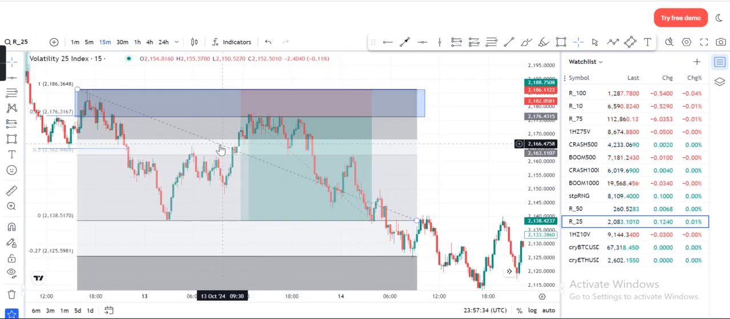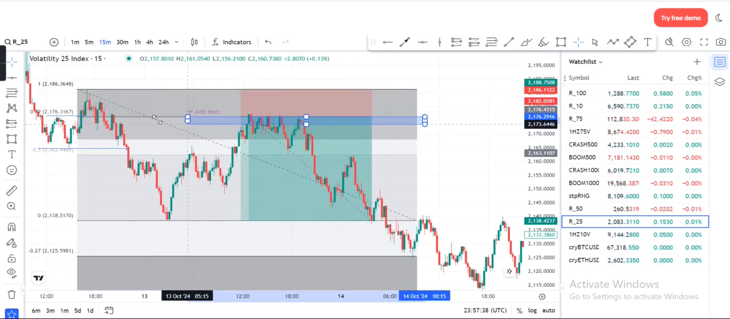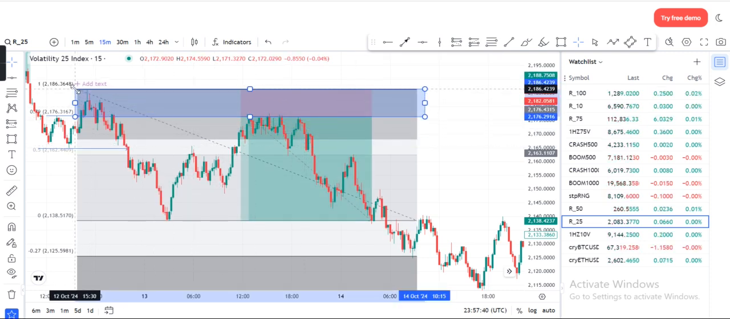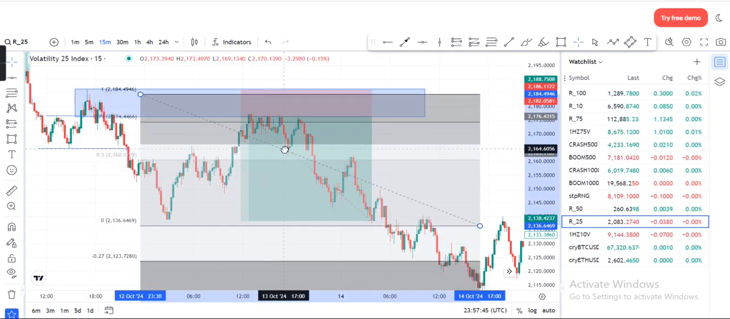Now, having gotten this trade, what do we do? We now move on for our next catch.